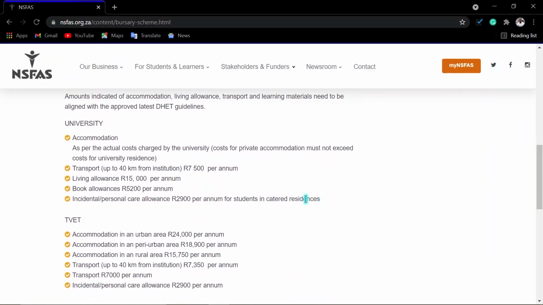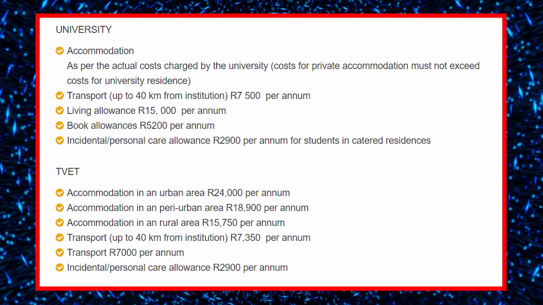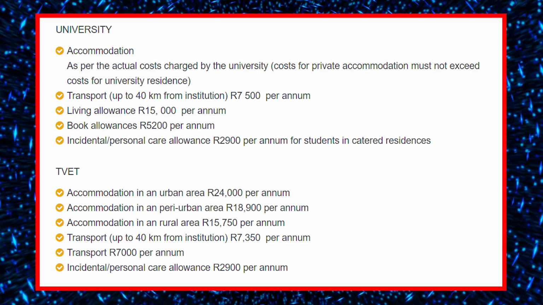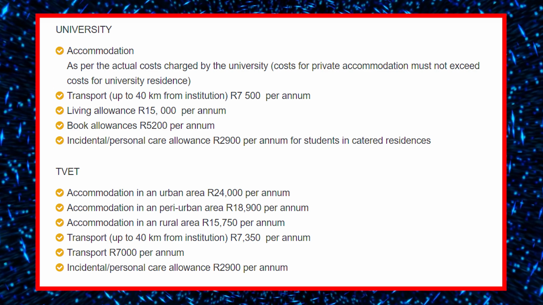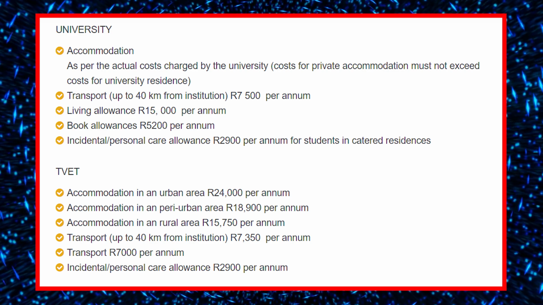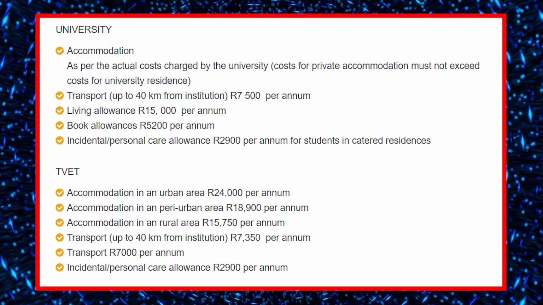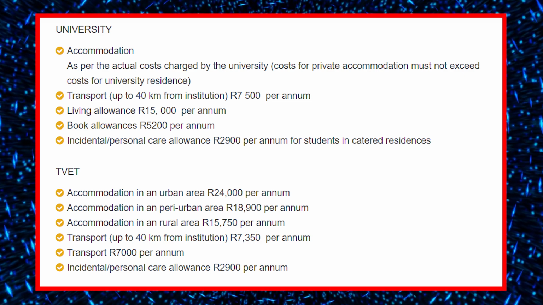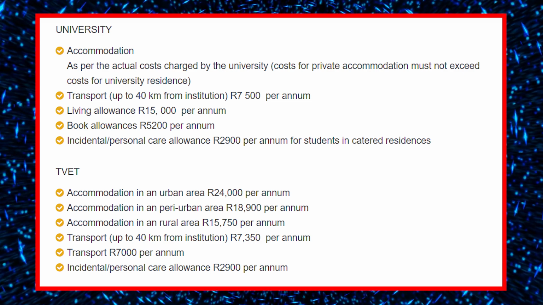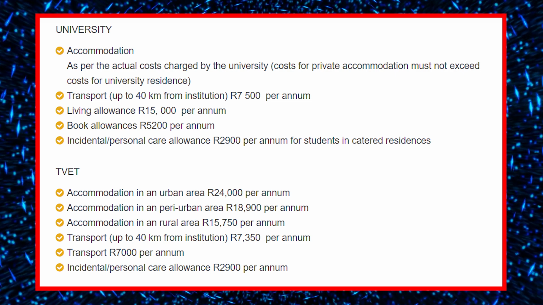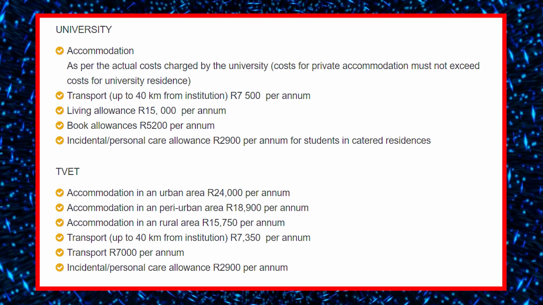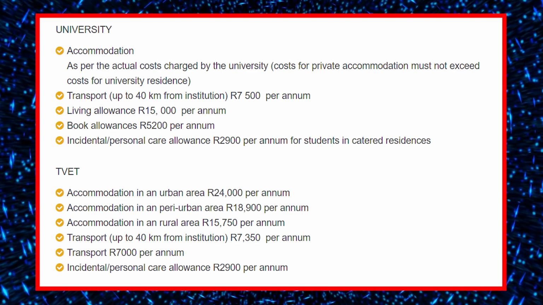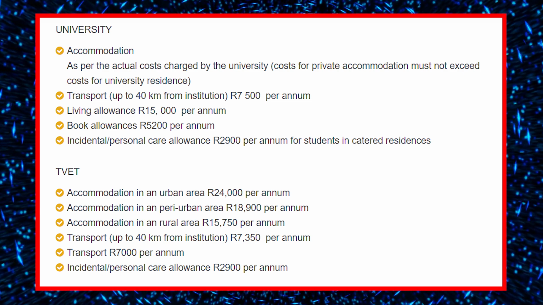This bursary covers accommodation, transport allowance, living allowance, book allowance, and maybe some personal care allowance. I've never seen that one, but I know about the living allowance, which is 15,000, the book allowance, 5,200 this year, and the transport allowance of up to 7,500 if you are staying up to 40 kilometers away from your institution. Accommodation is per the university residence, so they decide what they should load.